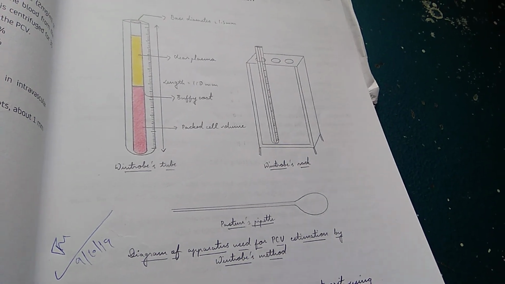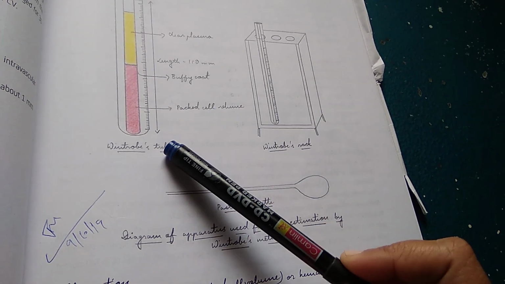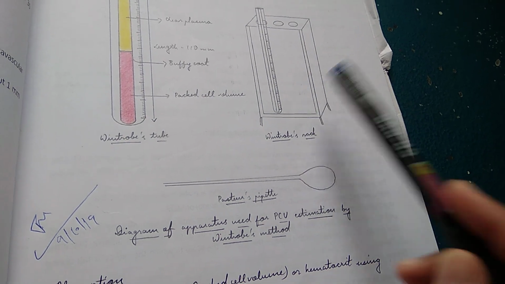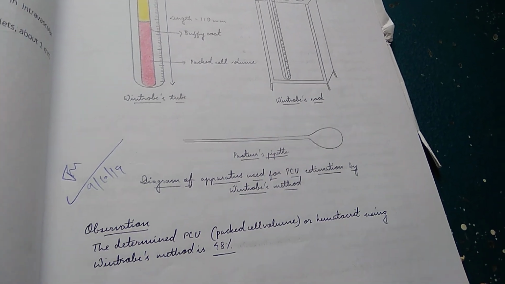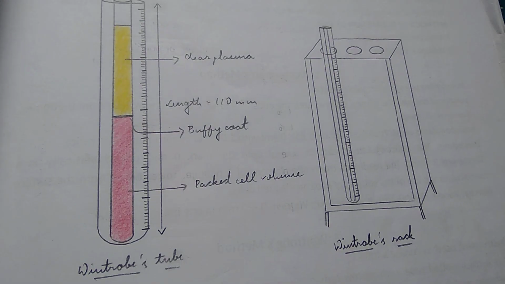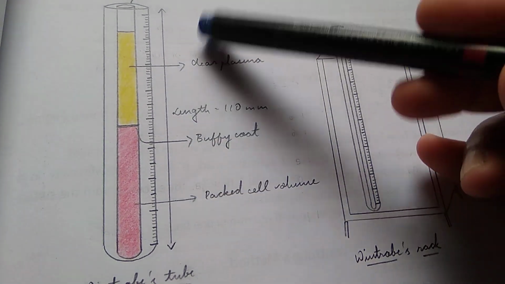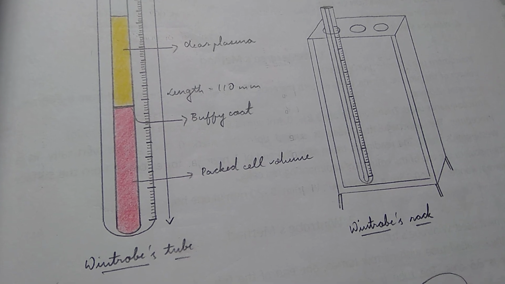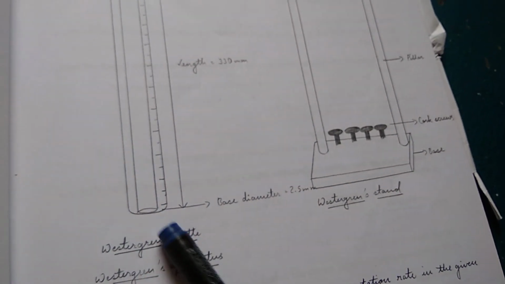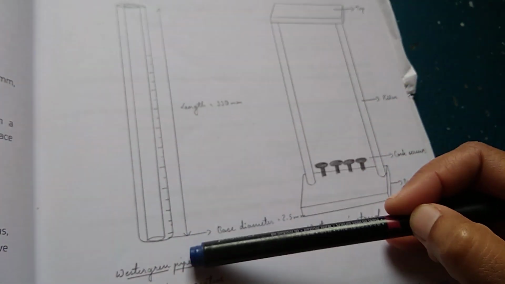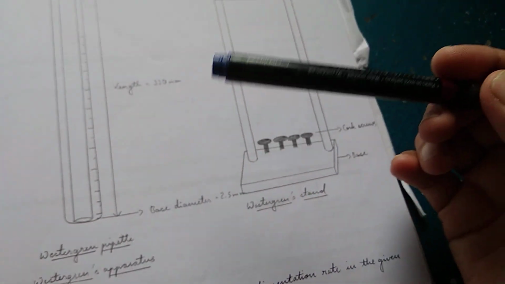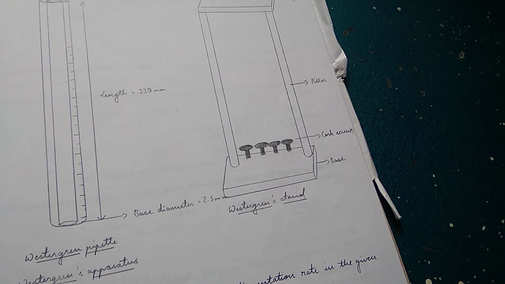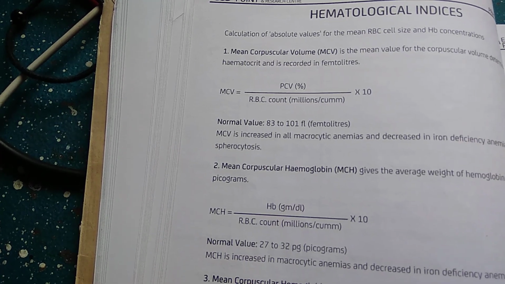What is this? How to measure ESR, isn't it? Wintrobe's tube. This is Wintrobe's rack. Pasteur pipette. Actually, this is packed cell volume, guys, not ESR. This is packed cell volume. This is the ESR, Westergren's pipette and Westergren's apparatus. This is the stand. This is very important, guys.